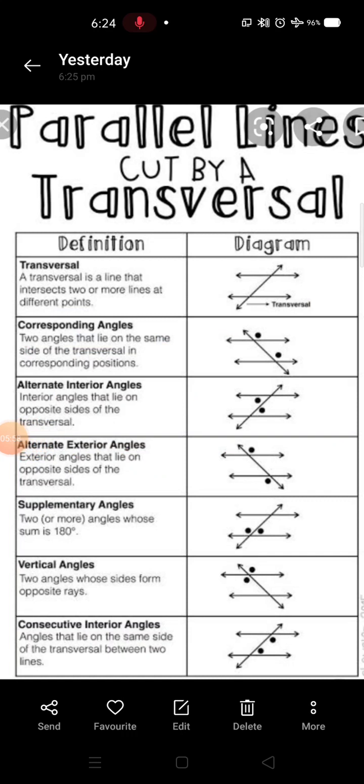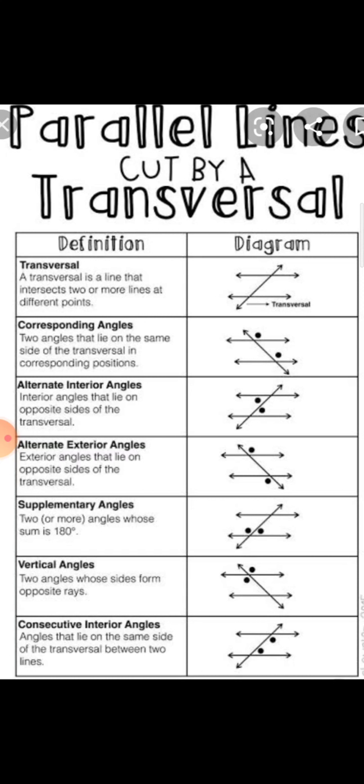Next is supplementary angles. Two angles whose sum is 180 degrees are called supplementary angles. Look at the dots. If you add these two angles, the sum is 180 degrees. So these kinds of angles are called supplementary angles. Next is vertically opposite angles, where a cross is made and the opposite angles are called vertically opposite angles. Two angles whose sides form opposite rays.